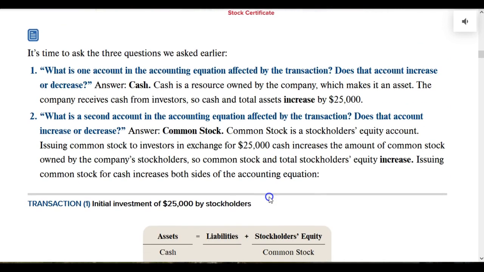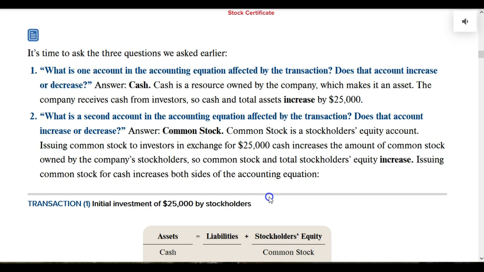And so number one here, what is one account in the accounting equation that is affected by this transaction? And does that account increase or decrease? You need to answer these questions for every transaction. You have at least 2 parts to every transaction. This is part number 1. And we decided, yes, we know cash is coming into the business. So the cash account of the company is increasing. It's going to increase by $25,000.